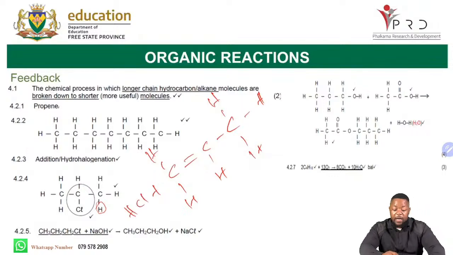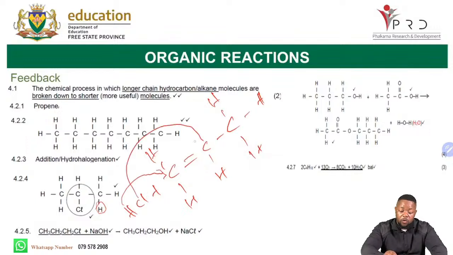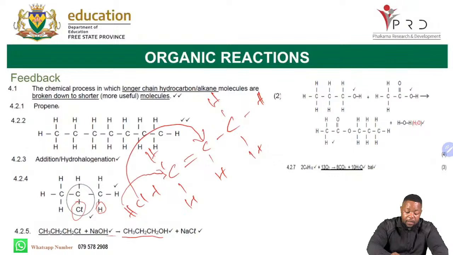So now, if hydrogen chloride is added, what we need to know is that hydrogen will go to the carbon that already has the most hydrogens, and the chlorine should go to the carbon with the least number of hydrogens. That's why we see the chlorine there in the middle. So this is the chemical reaction that represents the substitution reaction.